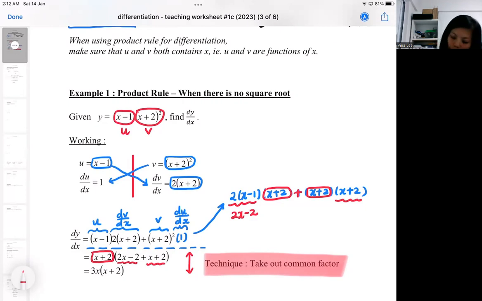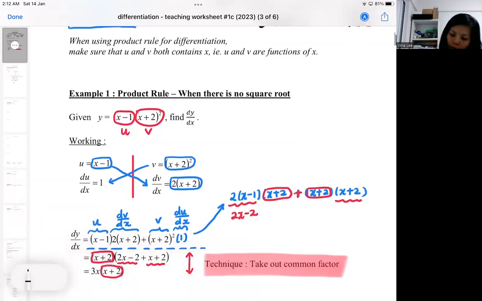Then you take a careful look. So this part is a common factor. You simplify this bracket: 2x minus 2 plus 2 plus x. So you will cancel and you're left with 3x.